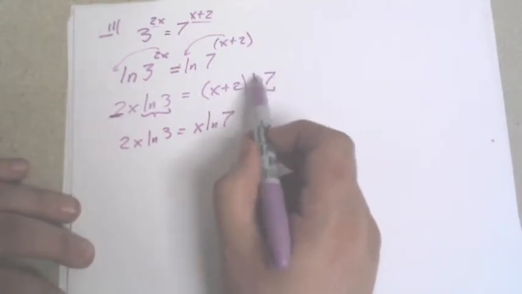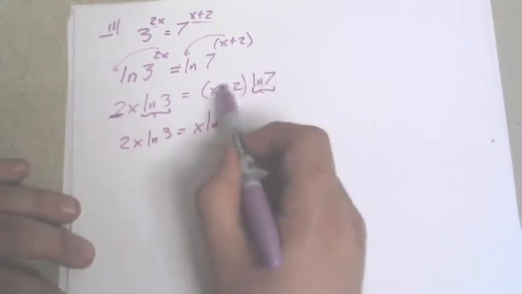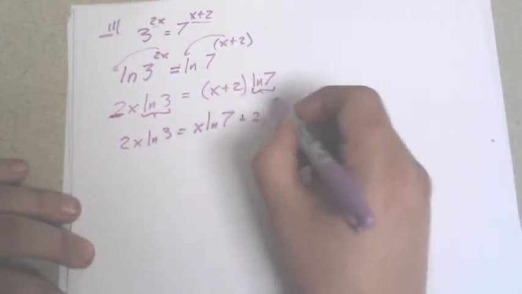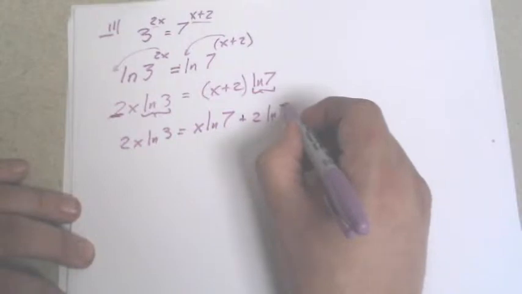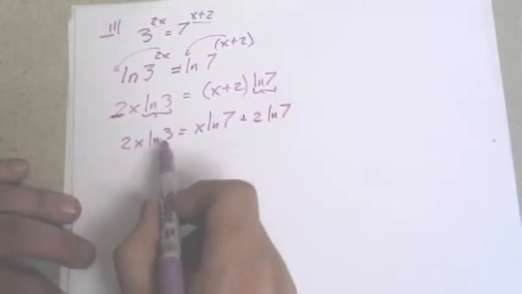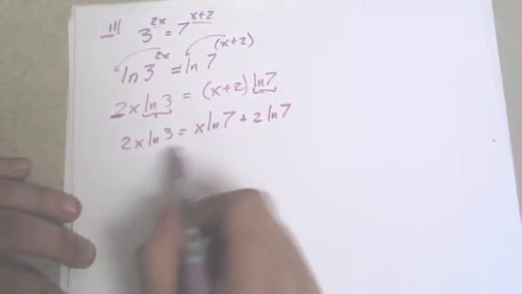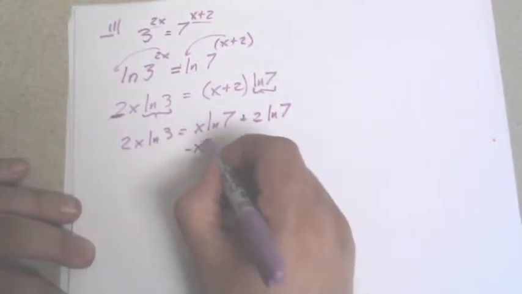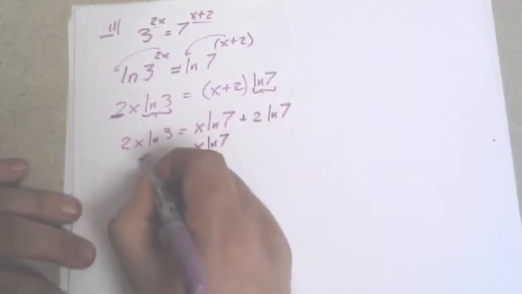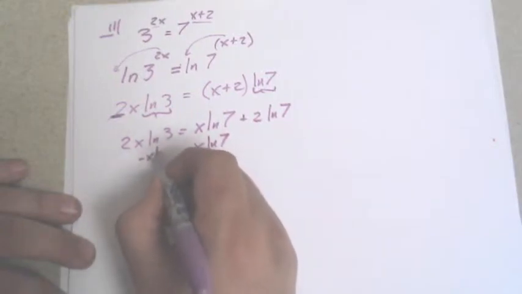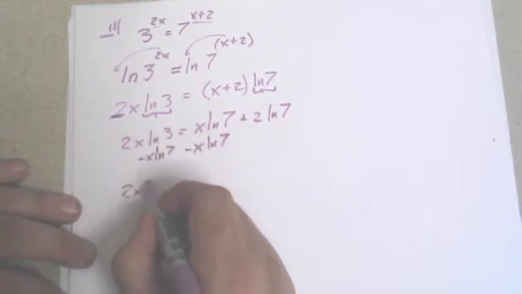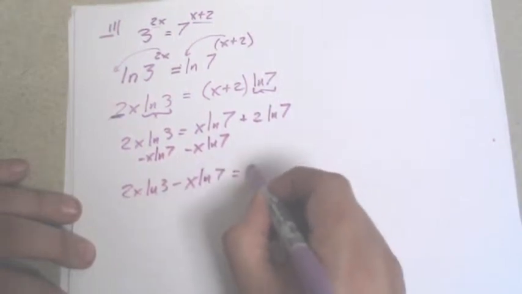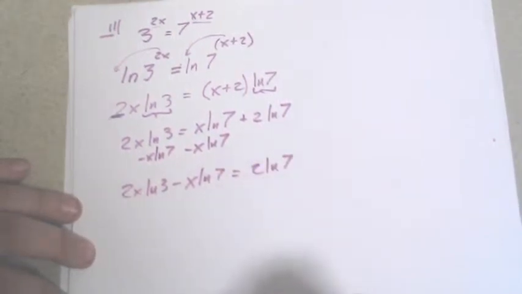Like this was, I think I said, 29. You would distribute the 29. So I'm going to distribute the natural log of 7. So x times the natural log of 7 plus 2 times the natural log of 7. Now I've got x's on both sides. Usually when we're solving and we have x's on both sides, we try to get them on the same side. So in keeping with that, I'm going to subtract the natural log of 7 from both sides. You get 2x natural log of 3 minus x natural log of 7 equals 2 natural log of 7.